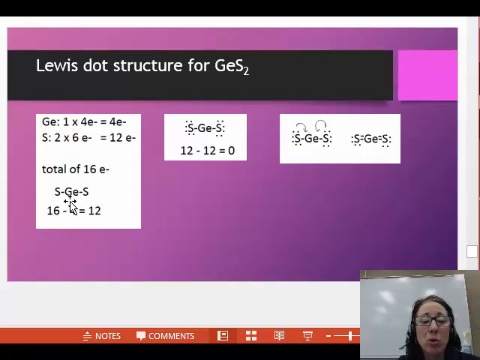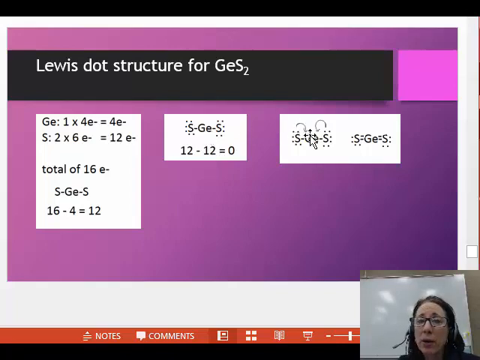When we draw a single bond from the central germanium atom to each sulfur atom, we use four valence electrons and are left with 12 valence electrons to distribute as lone pairs. Since we start with the outer atoms, I use all 12 of these electrons to satisfy the octet rule for each sulfur atom. Since the germanium atom only has 4 electrons, it needs 4 more.